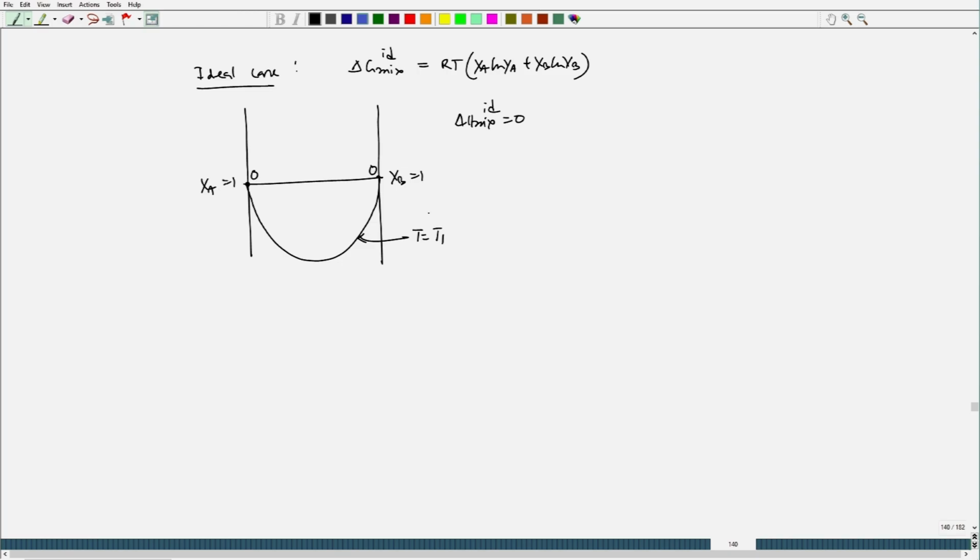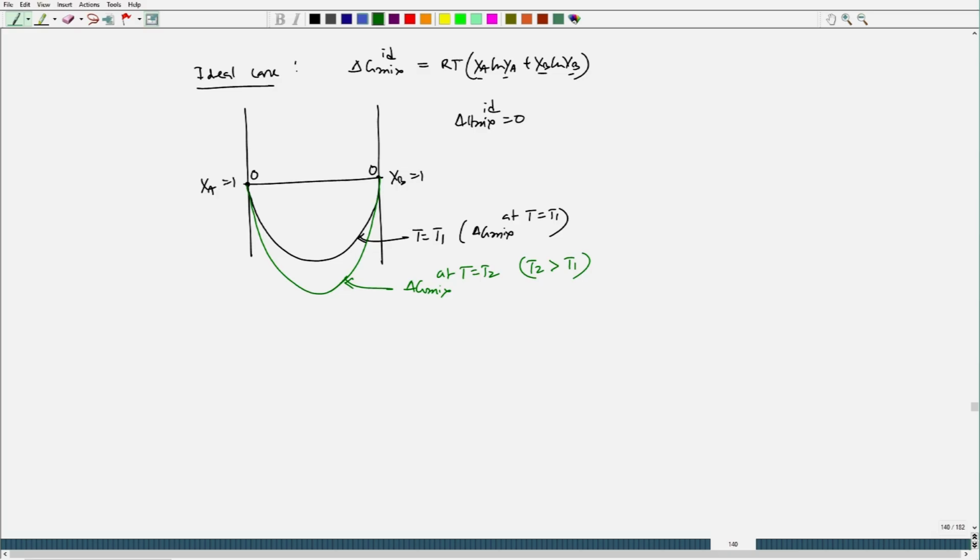Now, if we increase temperature, these terms would not change at a particular composition, but because of the increase in temperature this delta Gmix curve changes. So, this is delta Gmix at T equal to T1. Now, if we increase the temperature, delta Gmix would again go down. Let us say the temperature has gone to T2; this is delta Gmix at T equal to T2, and T2 is greater than T1.